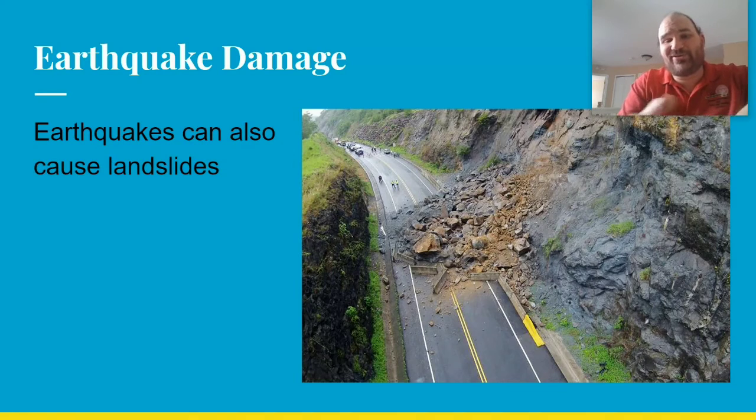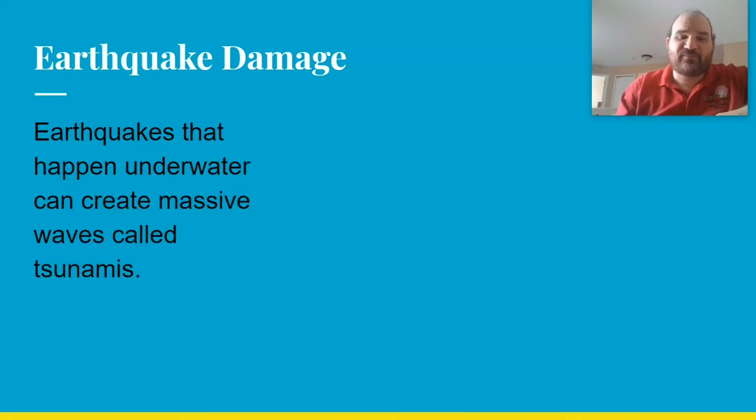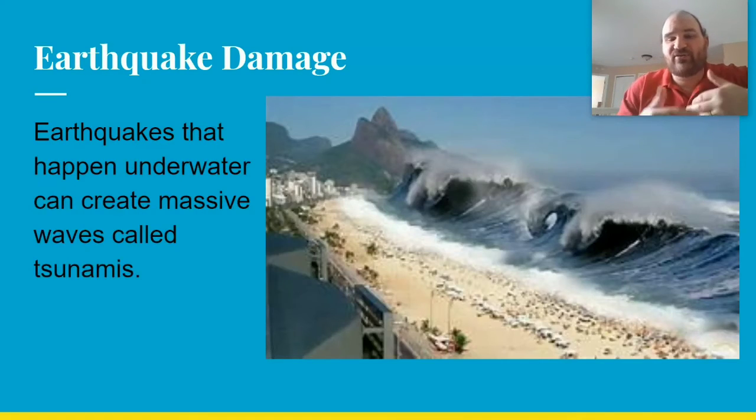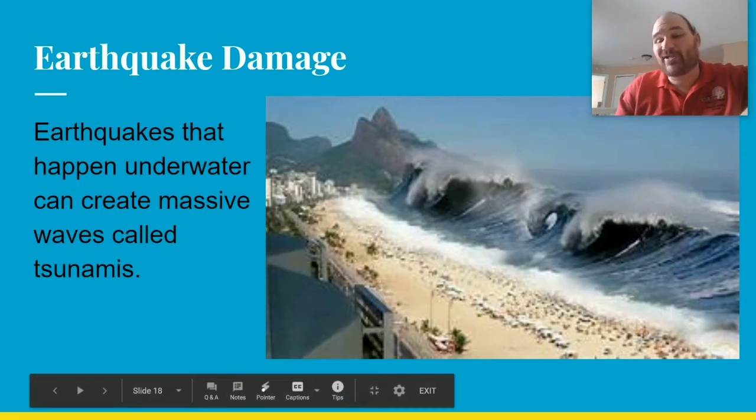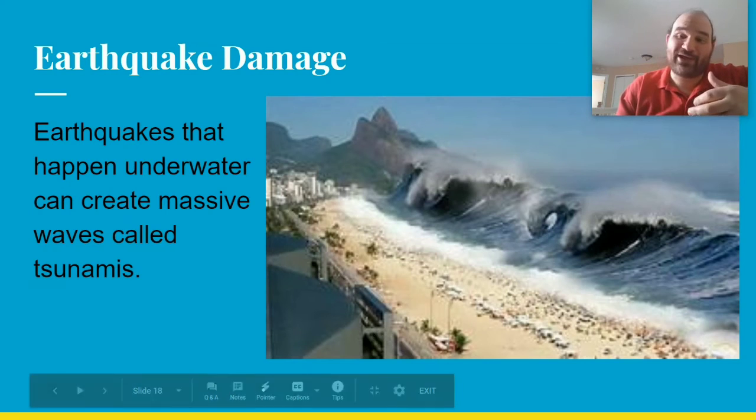Not just buildings, though, earthquakes can cause landslides. That's when rocks and mud or any other materials may come down off of a mountainside or a hilltop because of the earth shaking underneath them. That stuff can slide down. And then, of course, if they happen underwater, they can create massive waves, which are called tsunamis. You can see this tsunami here is coming in and attacking the beach. It's probably going to attack these beach resorts that are just behind that.